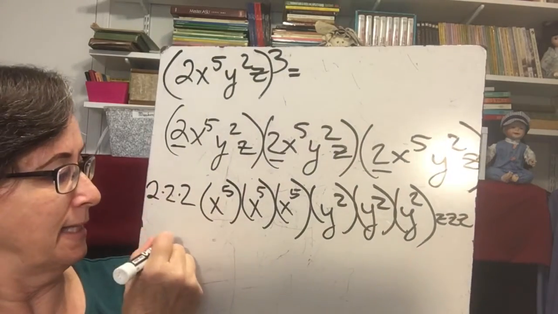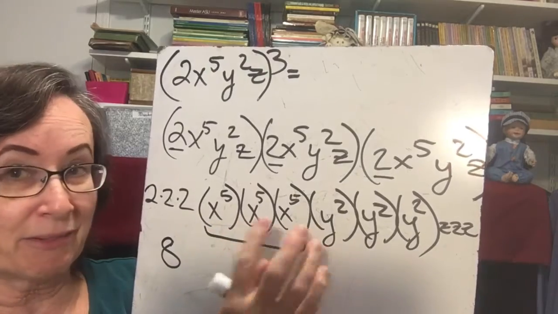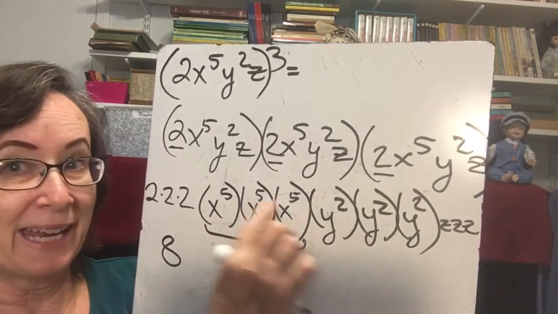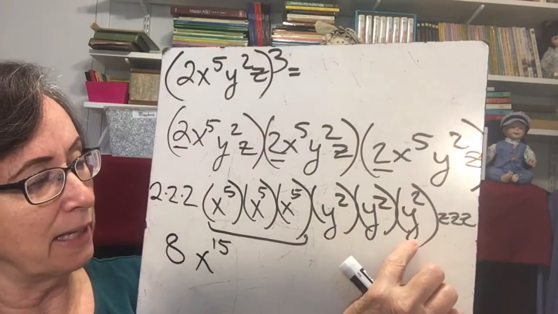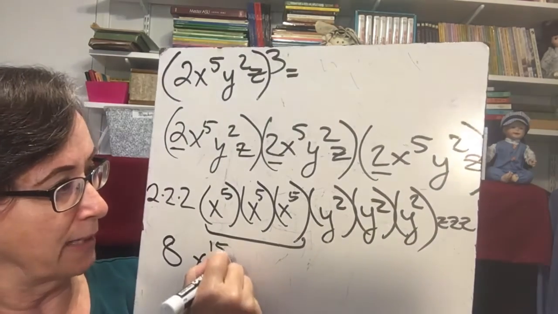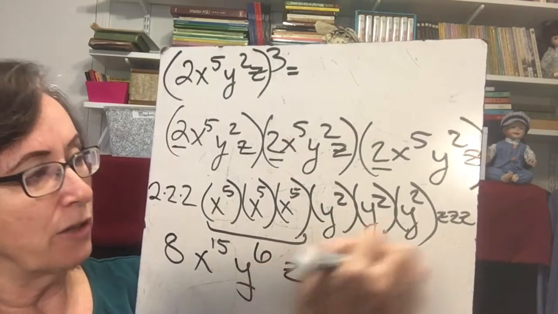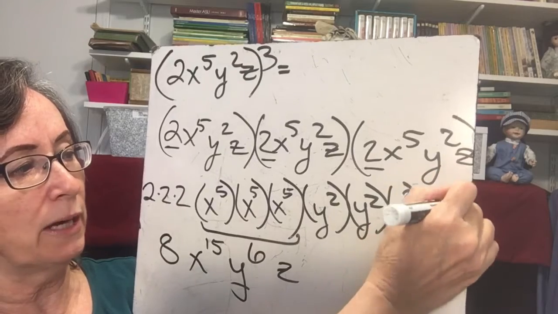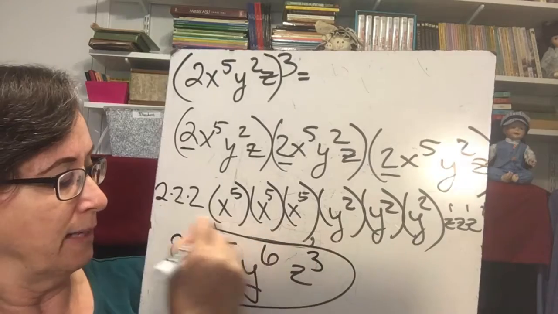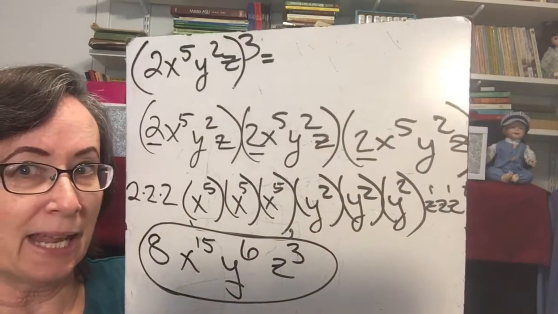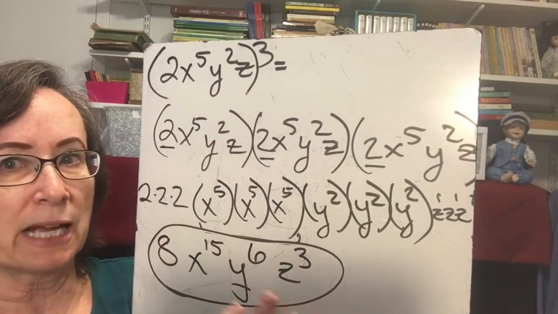So then we know this is 8. And we know from our product rule that when we multiply 3 like bases together, we're going to add their exponents. So that's the x to the 15. And the same thing goes here. We're going to add those exponents and get y to the 6. And then z to the 1, and z to the 1, and z to the 1. So I add those all up, and I get z cubed. Okay, so there's the answer. But we certainly did it the long way, didn't we? We expanded this instead of using our power rule.